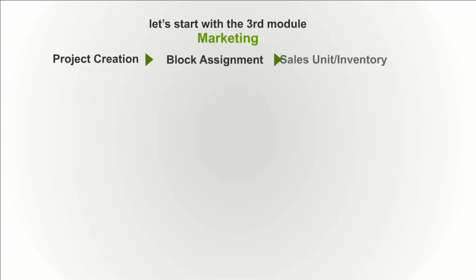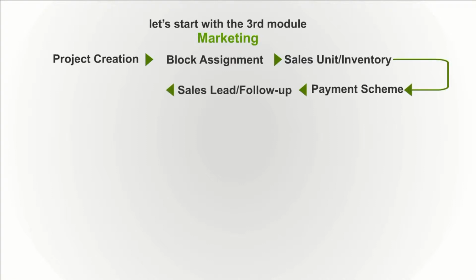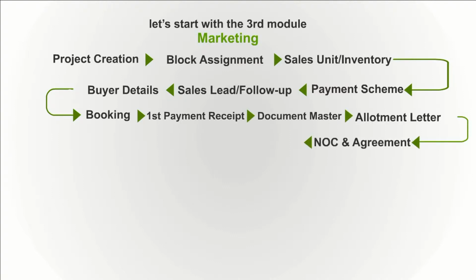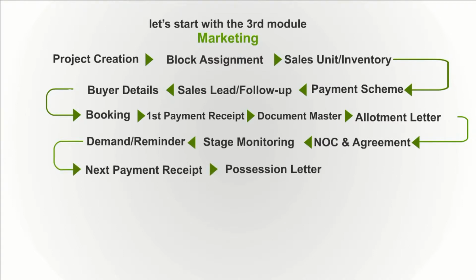Let's move to the third module. This is the flowchart of marketing. You can create and enter details about project. Assign blocks. Create sales inventory. Record payment schemes, sales lead and follow-up. You can record the detailed information of buyers. Manage bookings, payments. Generate allotment letter, demand or reminder letter, and possession letter.